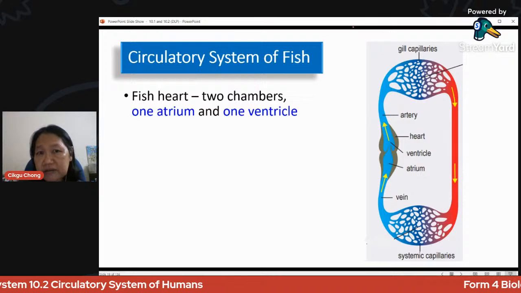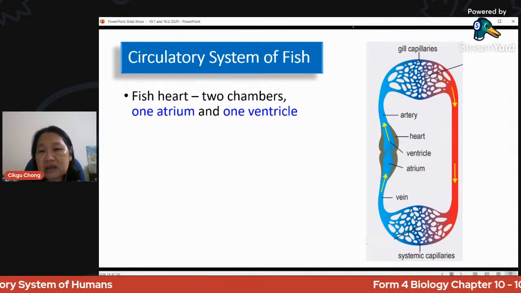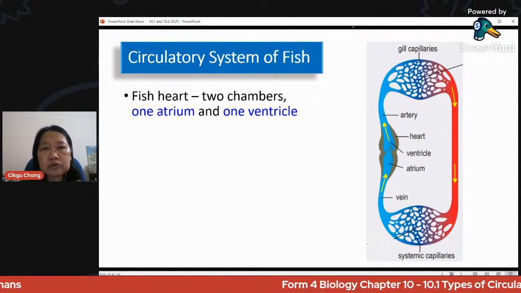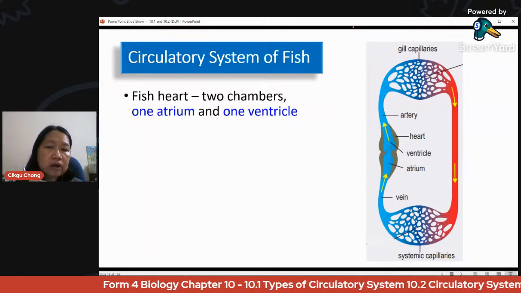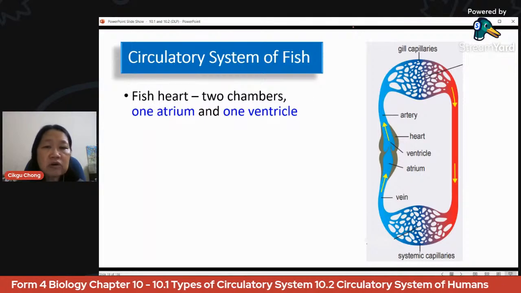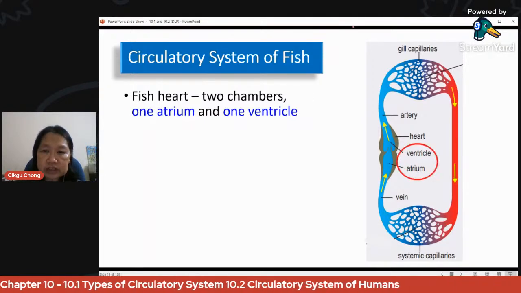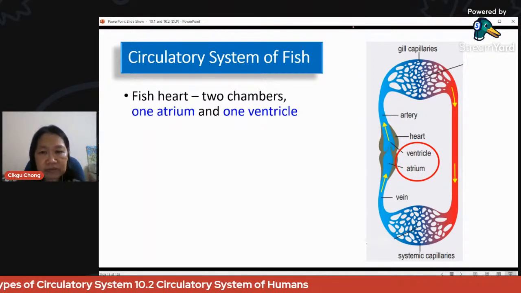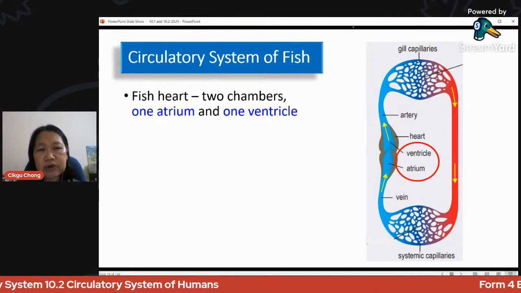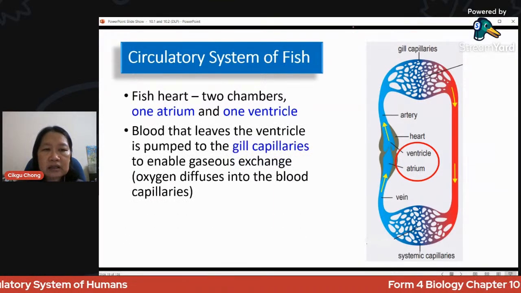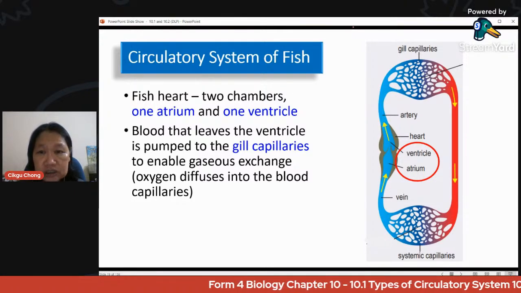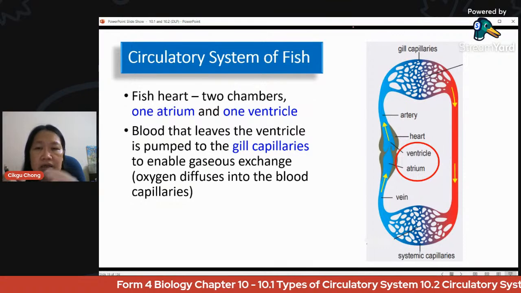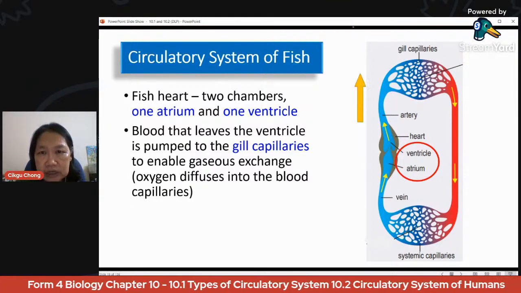So there is a heart. For fish, it has a heart, but there are 2 chambers. 2 chambers means 2 bilik, 2 ruang, 2 cavities. One smaller and one bigger one. Okay, one smaller one is called atrium, and one ventricle. So you can see that now, atrium and ventricle. Atrium first, then ventricle when the blood flows in. Then after the blood is pumped out from the ventricle, so the ventricle will contract, the blood comes out. So you can see the blood comes out here.